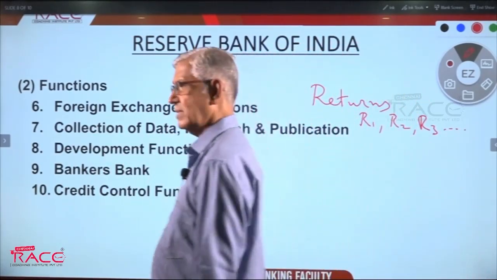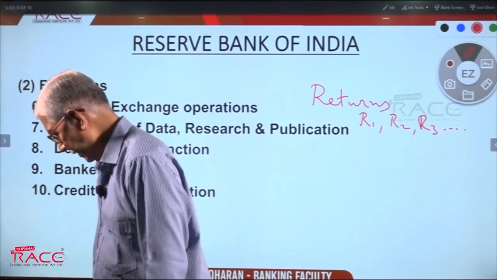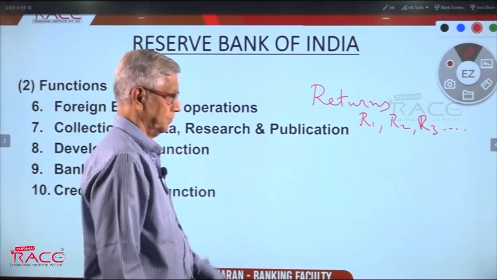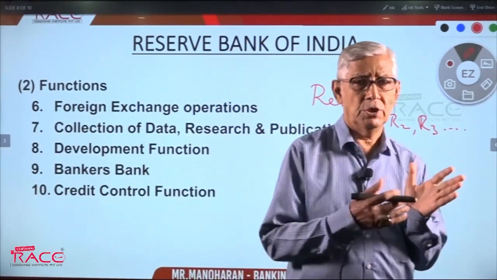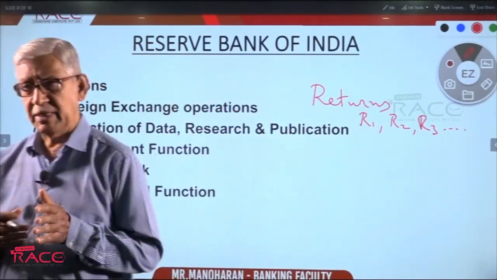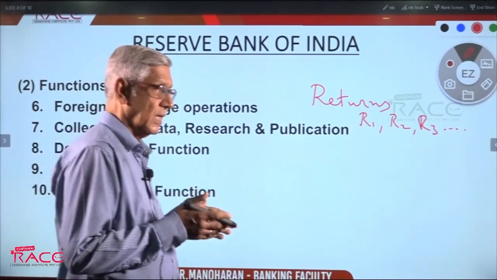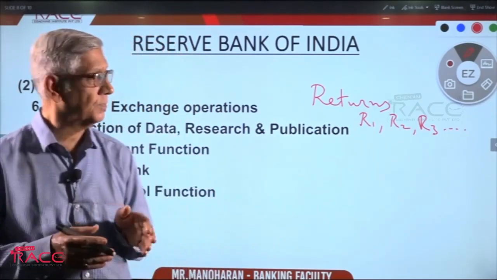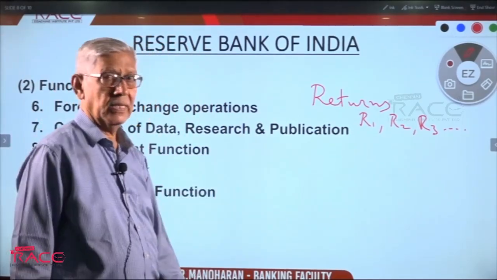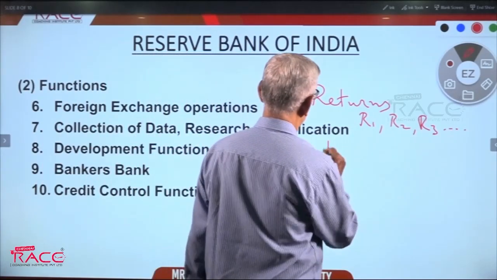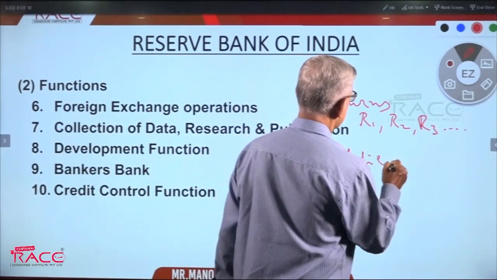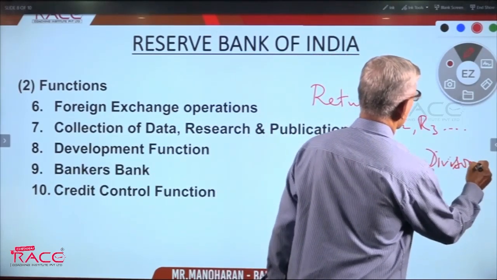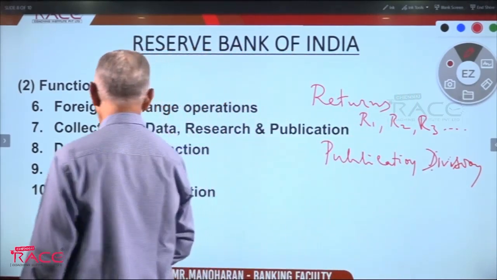So RBI collects all this data, consolidates them, and does research. How much currencies have come in, how much remittances have gone out, how much agricultural loans are given, how much education loans are given. All this they do research and they publish reports. They have a publication division in Reserve Bank of India. And they do this publication.